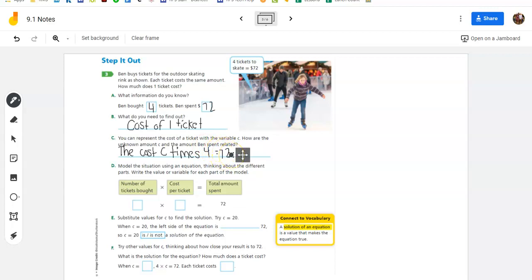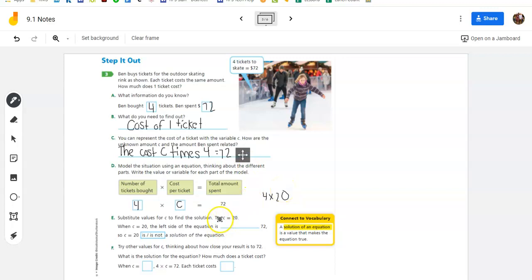Let's look at D. Model the situation using an equation. Think about the different parts. Write the value or variable for each part of the model. So the number of tickets bought are 4. We don't know the cost per ticket, so we're going to put our variable C in. We're going to substitute values for C to find the solution. We're going to try C equals 20. So that means we're going to plug 20 in for C. So when C equals 20, the left side of the equation is, if we plug it in, we have 4 times 20.